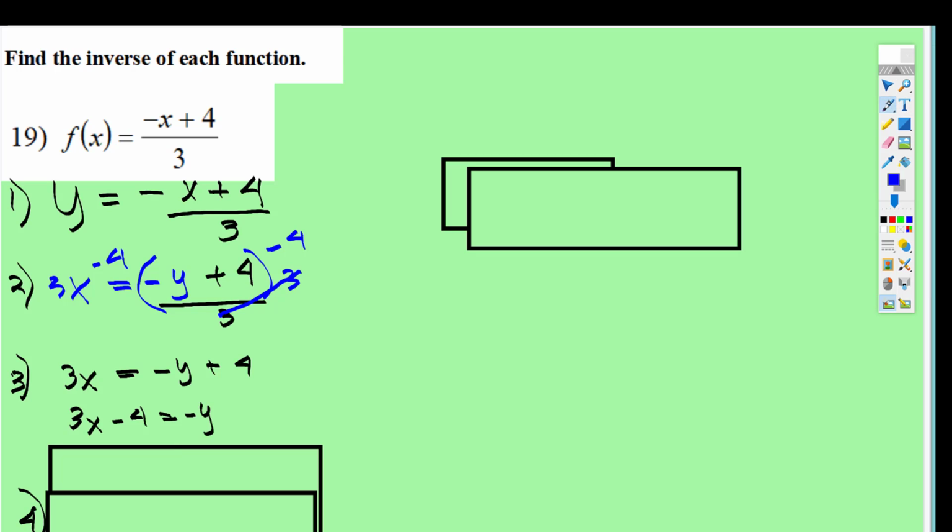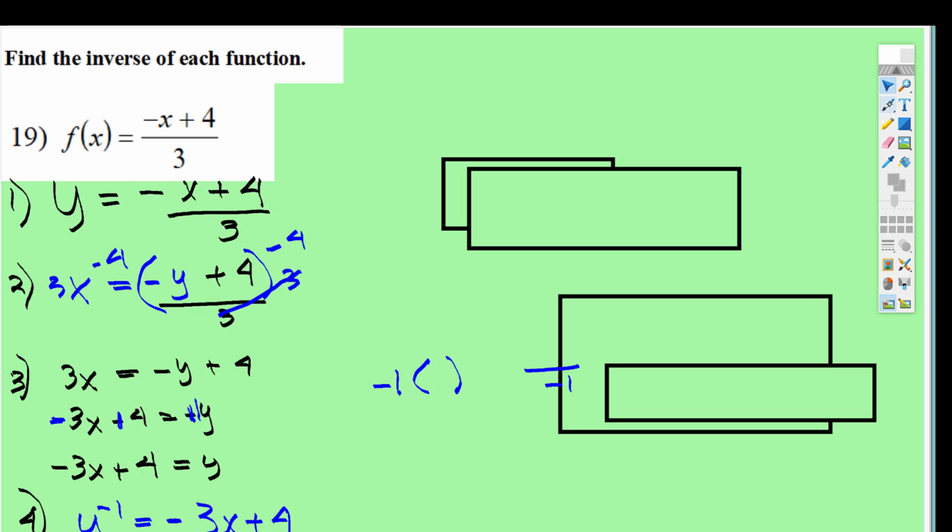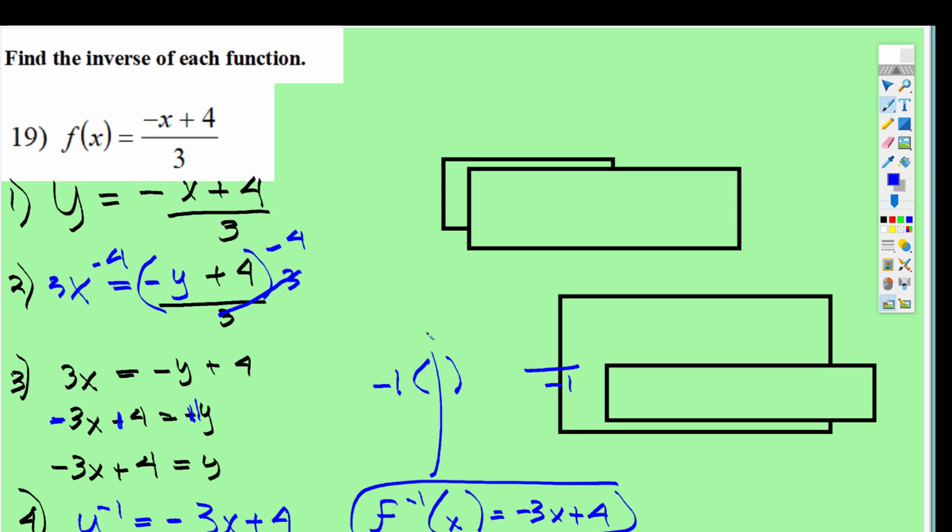But look at what this has. This has a negative. That's a -1y. So you're either going to multiply everything by -1 or you're going to divide. All that means is when you divide this by -1, that sign changes. So that sign's going to change and that sign's going to change. So now that you have y by itself, you're going to rewrite it as y to the raised -1, or f to the raised -1 of x is -3x plus 4. And that's how this right here is the inverse.